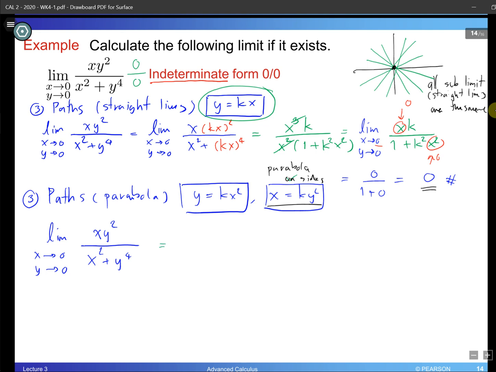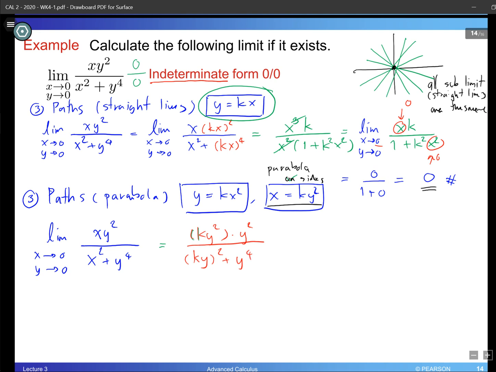So x is still the same, and y here, oh sorry, x is going to be equal to ky squared. I'm sorry, because I used the parabola on the sides. Alright, sorry about that. This is equal to ky squared times y squared, divided by x squared. In this case, x equal to ky squared plus y to the 4th.